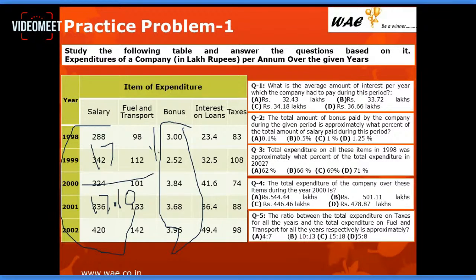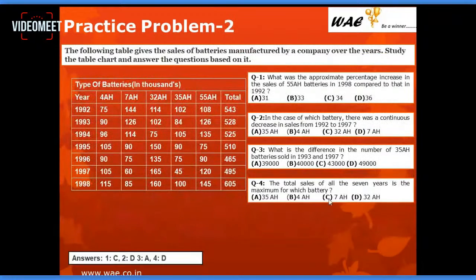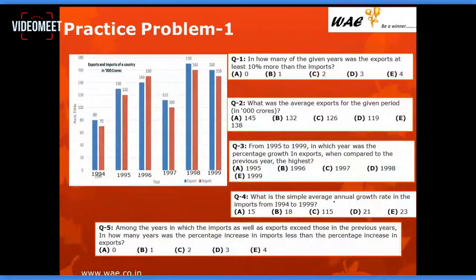Okay, now let's come to the next one. So now let's start. I think DI is fine. I have got one concept for you. Let's do this bar chart. Again, I'm giving you three. Just solve the first and second questions of the bar chart that you're going to get.